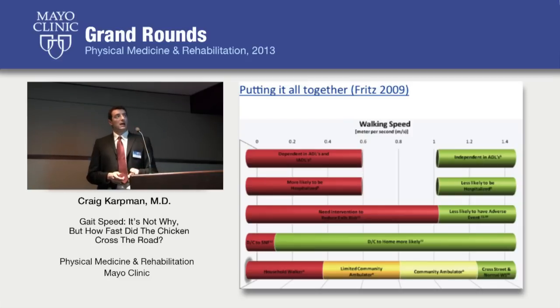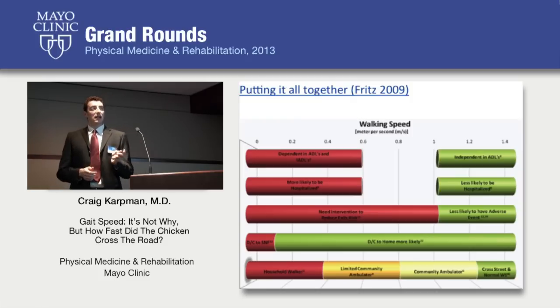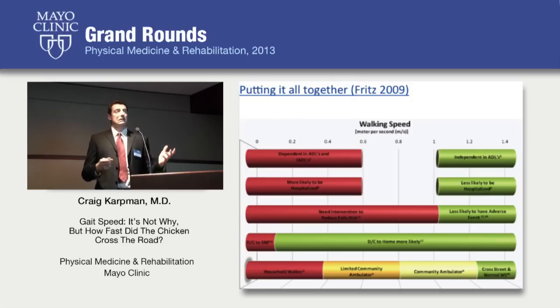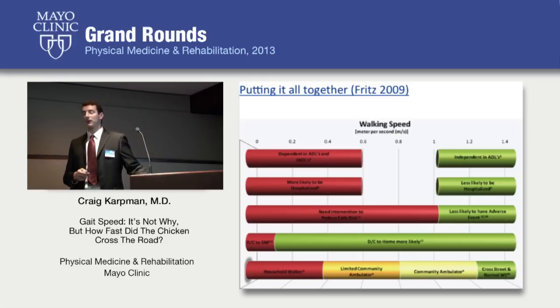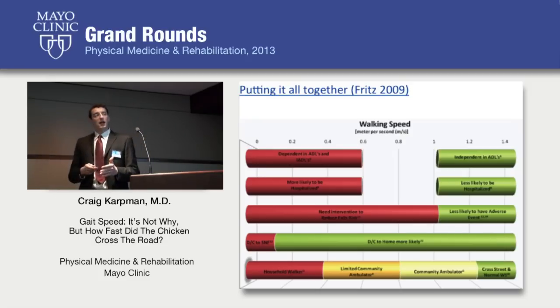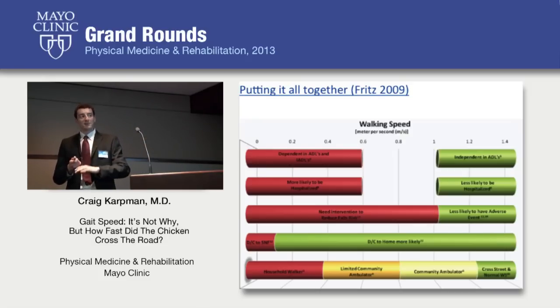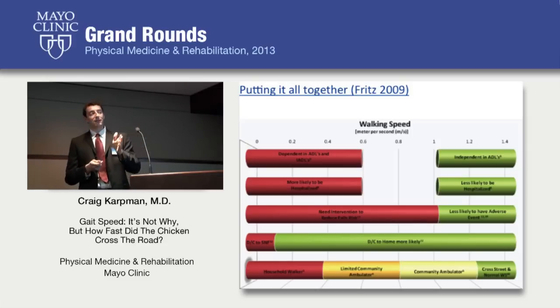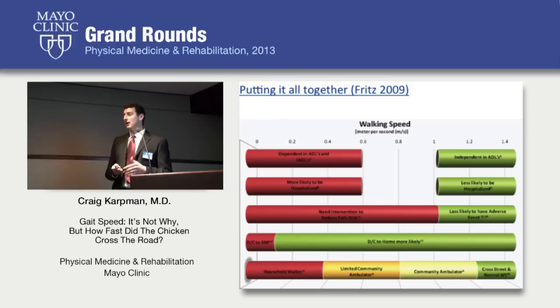And there's a nice figure put out in a paper by Fritz in 2009, a nice summary paper of a lot of the work that has been put out on gait speed. It goes over that about 1 meter per second is a nice cutoff, where if somebody's walking at that speed or faster, they're probably going to do well, and they're less likely to have hospitalizations. They're more likely to be independent in their activities of daily living, less likely to have adverse events, and more likely to be discharged home. And if you're at 0.8 or lower, especially 0.6 meters per second or slower, then the likelihood of all those negative outcomes increases.